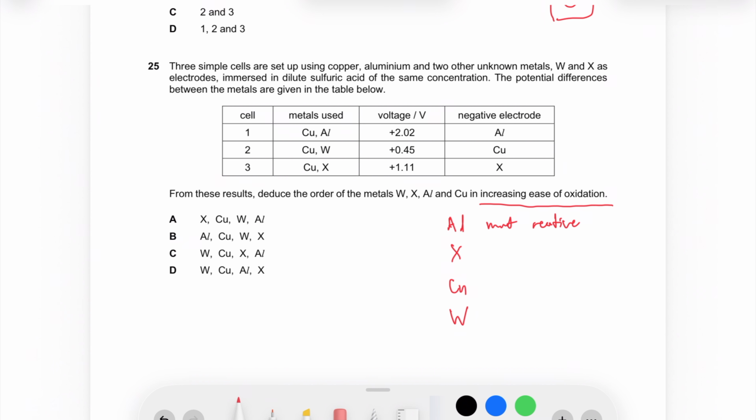reactive. So increasing ease of oxidation. So you start from the least reactive metal. So you start from here, you go up. So answer will be C. Alright.